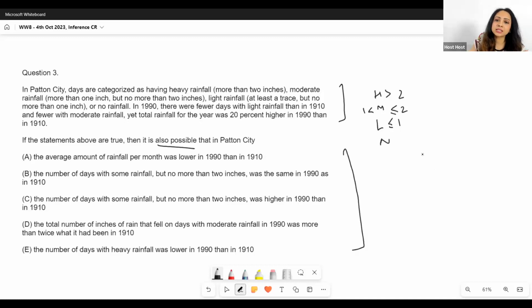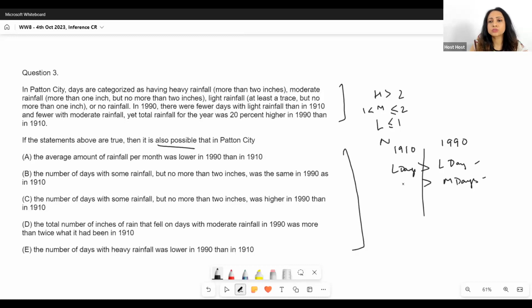Okay. In 1990, so basically we are talking about 1990 and comparing it to 1910, there were fewer days with light rainfall than in 1910. So the L days over here, there were fewer as compared to the L days over here, and fewer with moderate rainfall. So the number of M days, let's say 10 or 20 or whatever, is also less than the number of M days over here. Now, yet total rainfall for the year, we're talking about 1990, was 20% higher in 1990 than in 1910. So the total rainfall over here was higher. They had fewer L days, they had fewer M days, and still the total amount of rainfall in 1990 was higher.